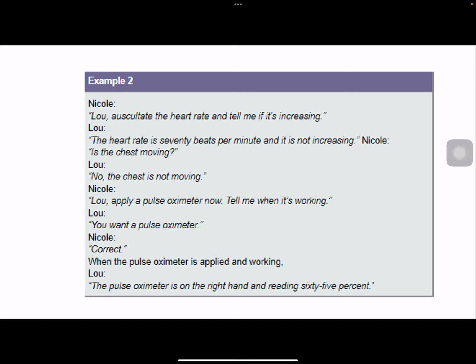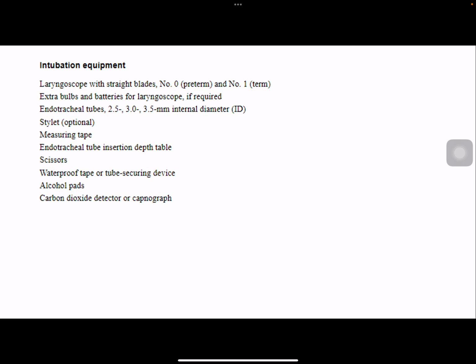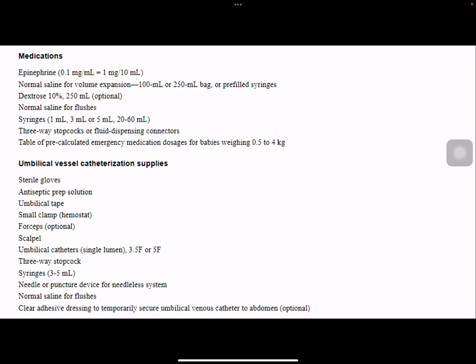Okay, you can read this example also. I will leave the slide up for a while. And so we mentioned all the equipment.